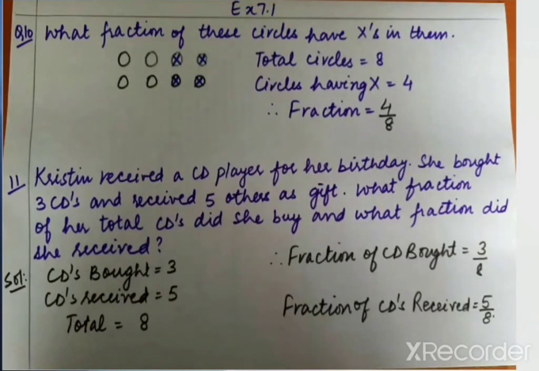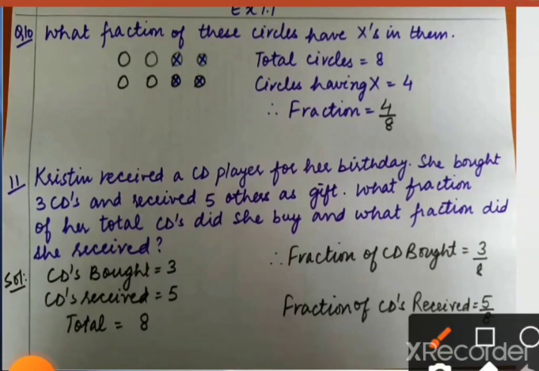Coming to the 10th question. What fraction of these circles have x in them? Children, there are a total of 8 circles with you. And out of the 8 circles, 4 contain x in them. So the fraction becomes 4 by 8. And you can reduce, or you can leave your answer till here. You can reduce the fraction into the lowest form.